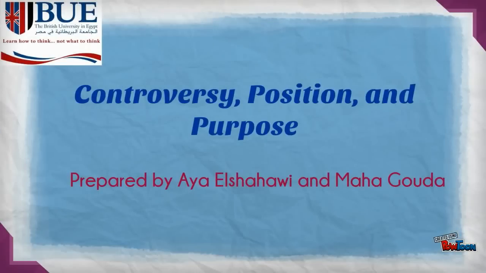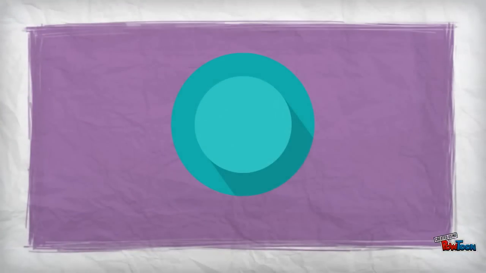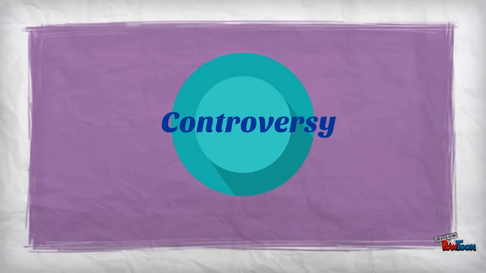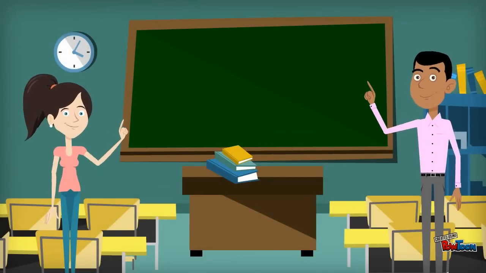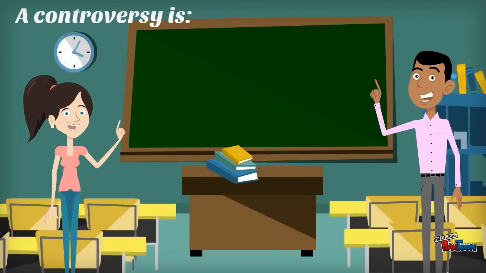This video will be discussing 3 critical reading skills: controversy, position, and purpose. Now we will discuss the first reading skill, controversy. As critical readers, we need to identify the main controversy.